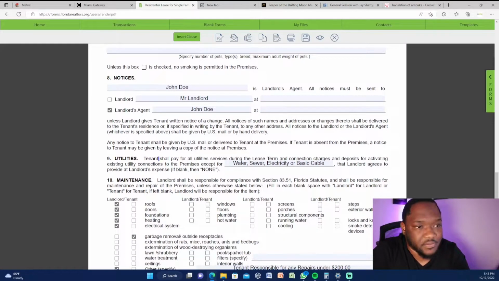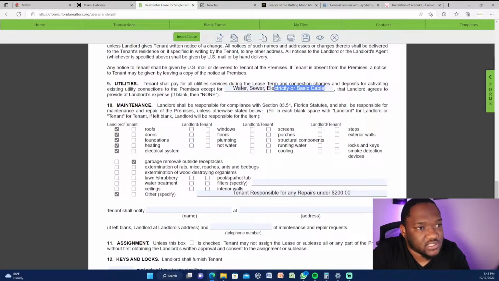Utilities, this section tells you what each party is responsible for. Some landlords do give water, sewer, electricity, or basic cable. It depends on the situation. Make sure you fill that in thoroughly. This section here tells you exactly who is responsible for what on the premises.